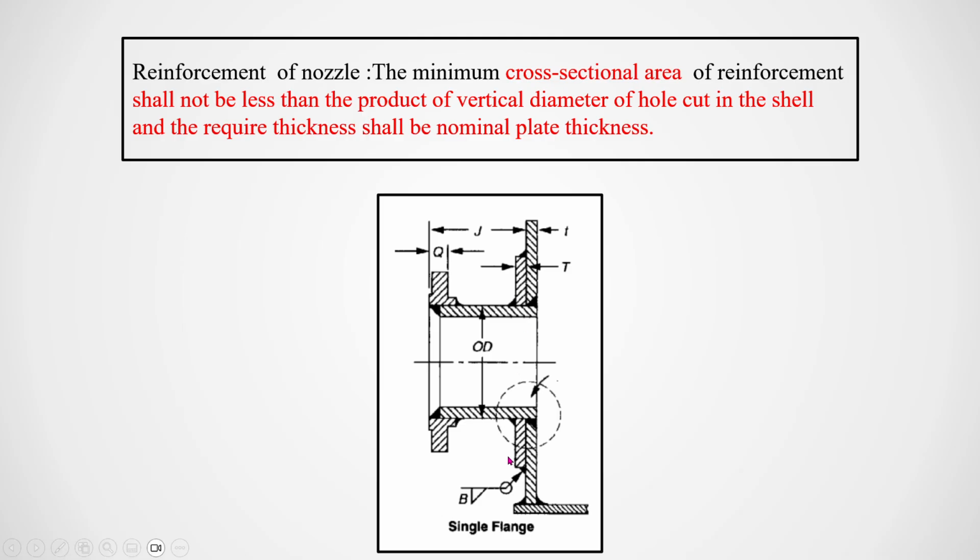So what should be the area of the ring, the outside diameter of your reinforcement pad? Now it will be equal to the area of this whole area of the nozzle. The area of this annular sheet will be equal to the area of the nozzle, and its thickness should be equal to the thickness of the shell. So this is the purpose of the reinforcement plate.